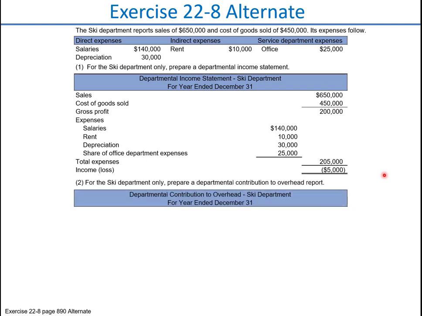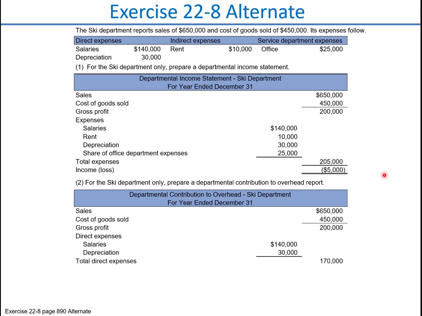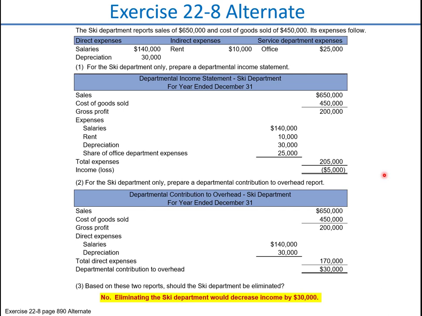But what if we only look at their direct expenses? So again, list revenue minus their cost, get gross profit, and now we're looking at their salaries and depreciation. These are the two direct expenses. If we subtract that from the gross profit, we get departmental contribution to overhead. So we don't want to eliminate this department because they are contributing to the overhead. Because if you just look at the direct expenses, they are covering more than their direct expenses.